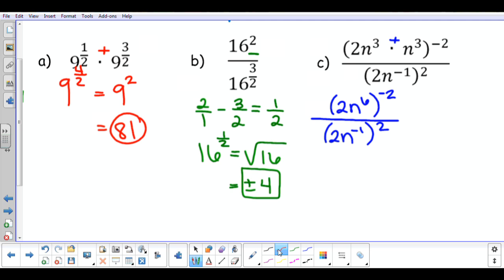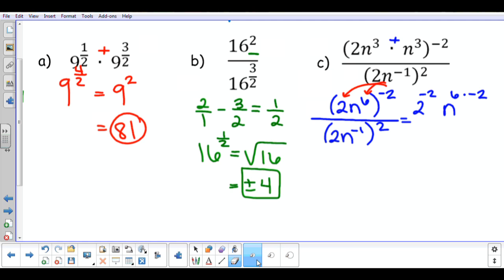Now I can deal with my exponents. Since I have exponents on the outside of my parentheses, the -2 in the numerator will distribute to the 2 and the n to the 6th. So I'm going to have 2 to the -2nd and n to the 6th times -2. When I have an exponent to an exponent, I multiply. So my n is going to have an exponent of -12.